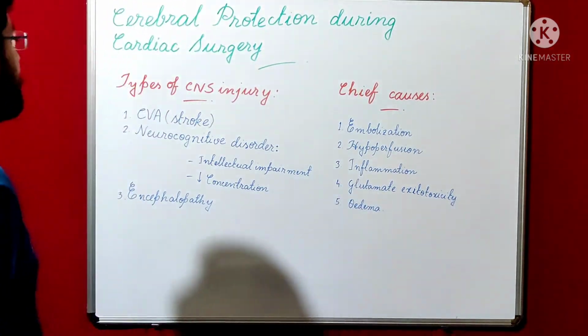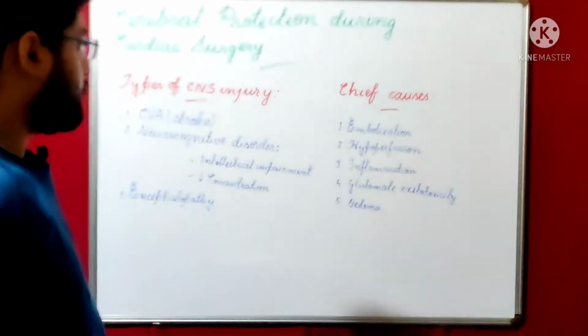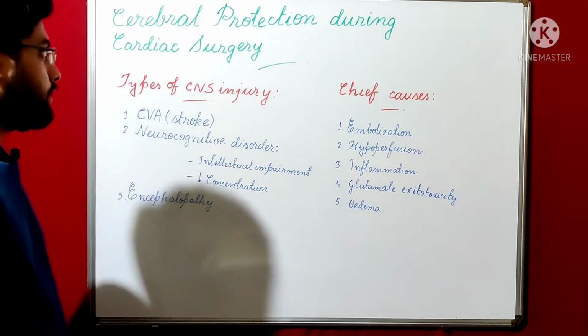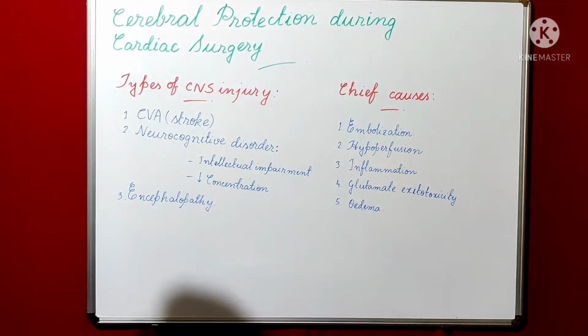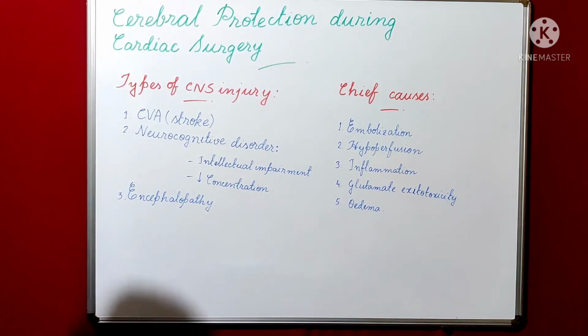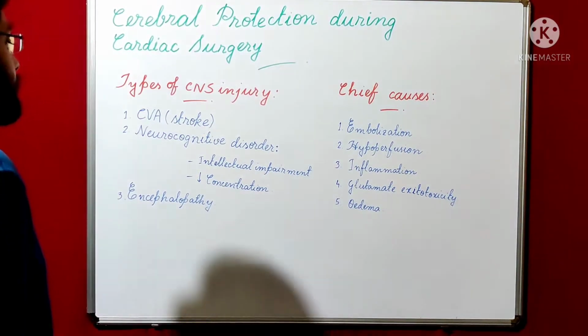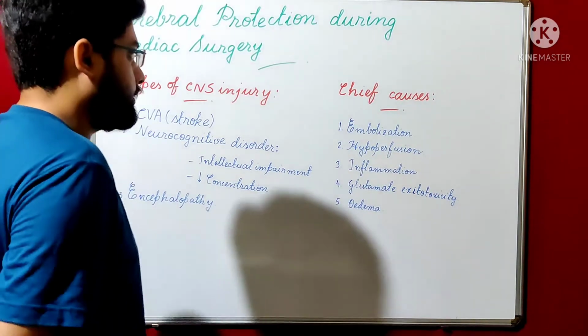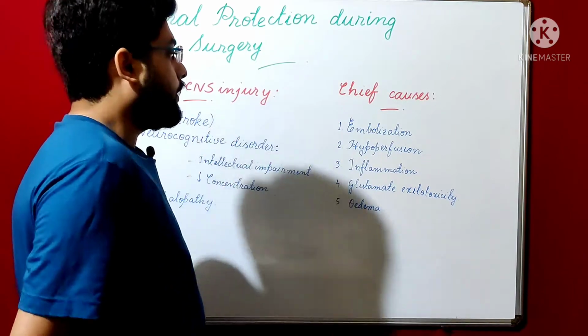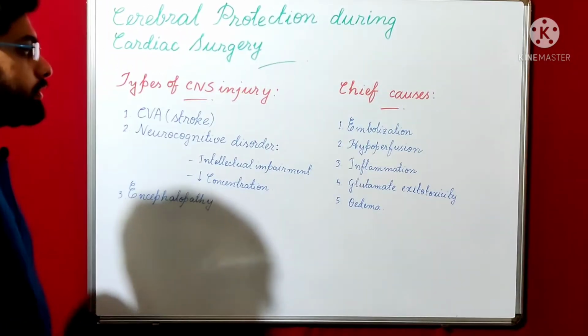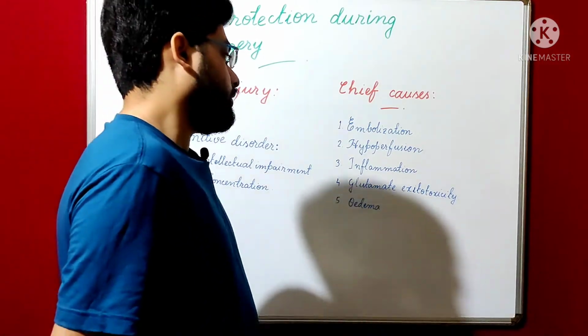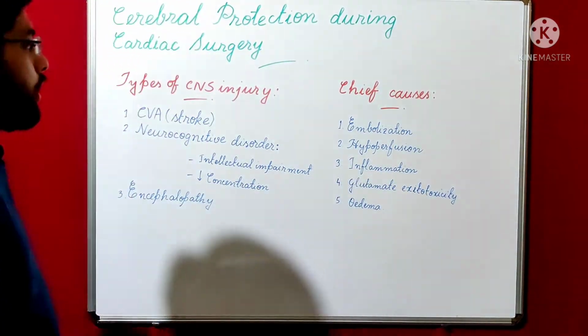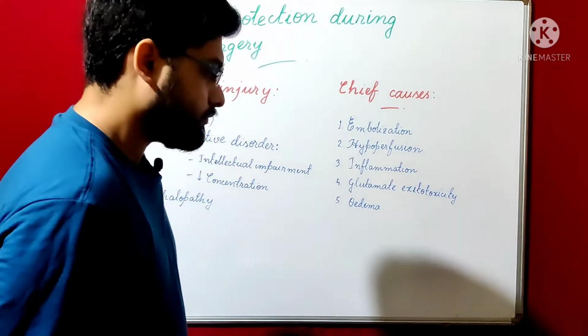So here is a quick recap. Types of CNS injury that occur due to cardiopulmonary bypass: first is CVA, that is cerebrovascular accident or stroke. Neurocognitive disorders like intellectual impairment, reduced concentration, reduced retention and processing of new information, etc. And third and last one is encephalopathy. The chief causes were embolization, hypoperfusion, inflammation, glutamate excitotoxicity, and edema. All these things we have already discussed elaborately in the previous video.